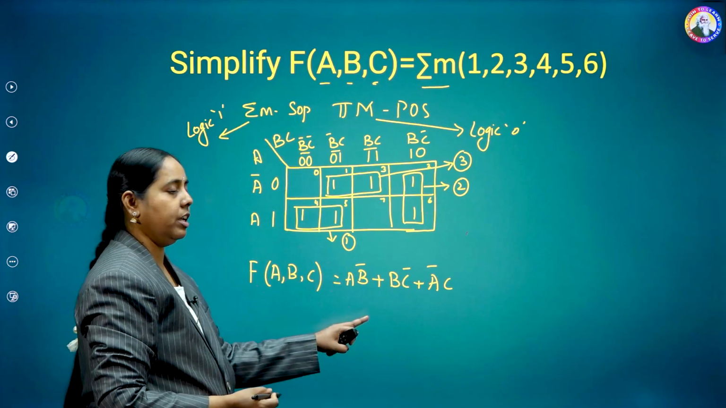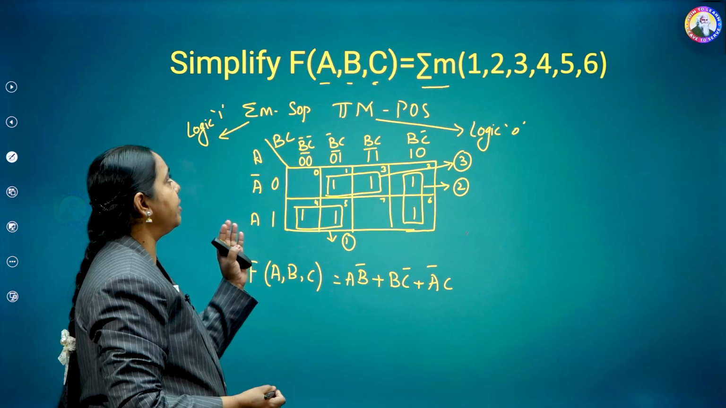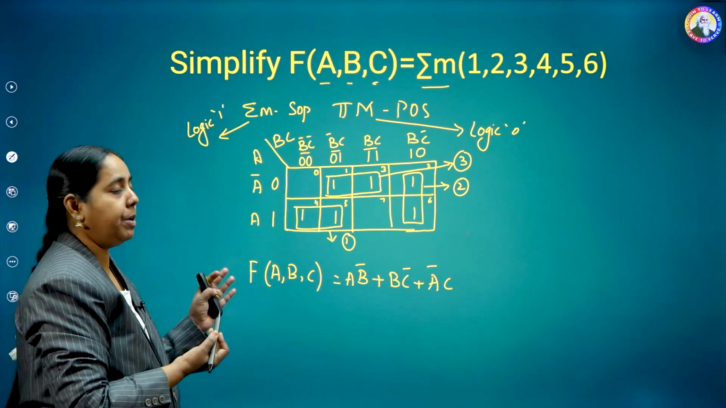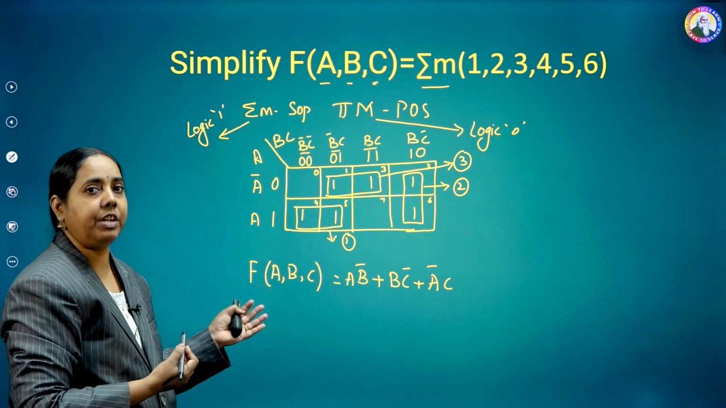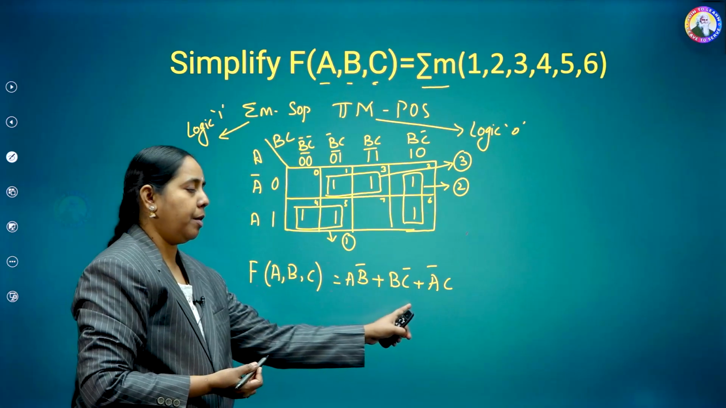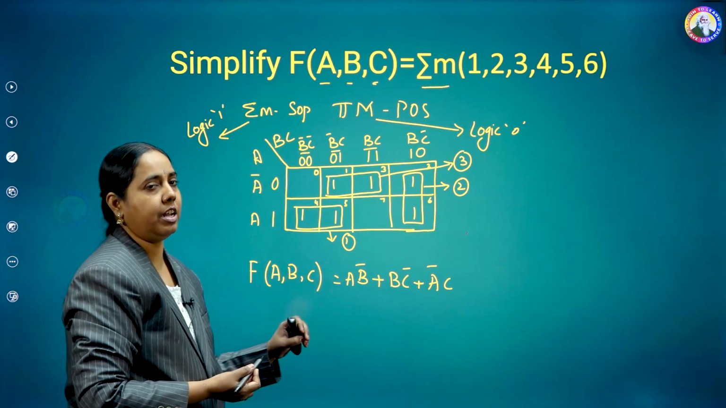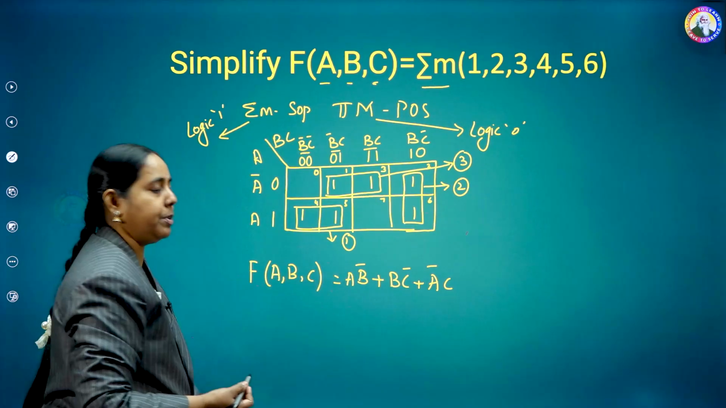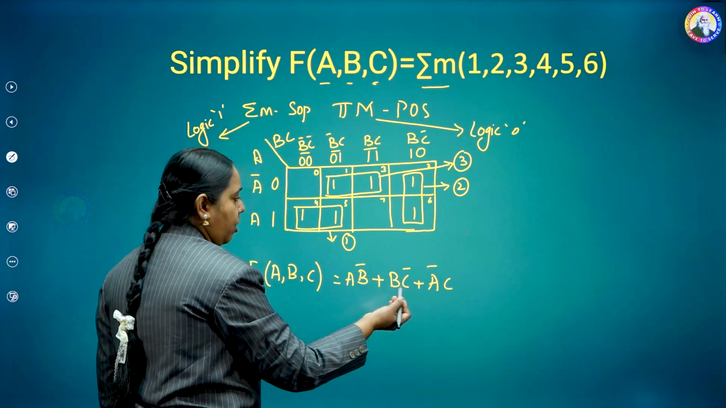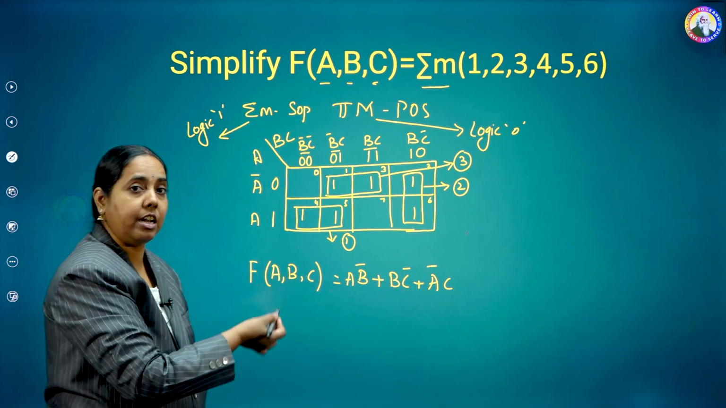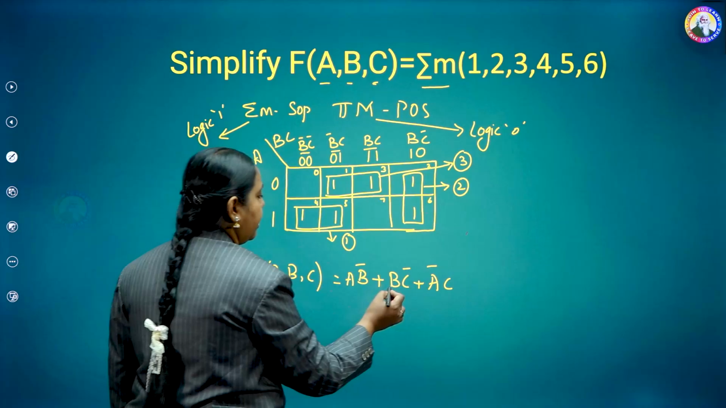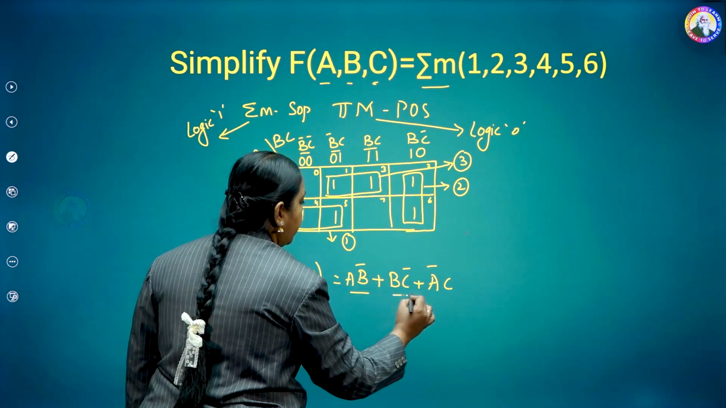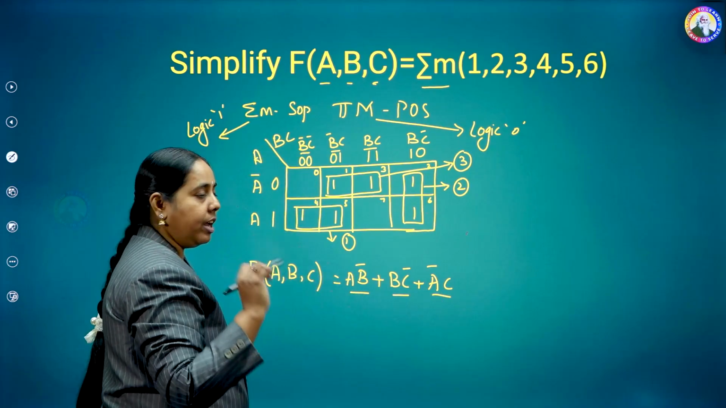So for this function, if the question is given like simplify and implement using logic gates, then I need to apply logic gates for the given expression. So this is the given expression. If I want to design using logic gates, how many gates do I require? I require 3 AND gates and 1 OR gate.